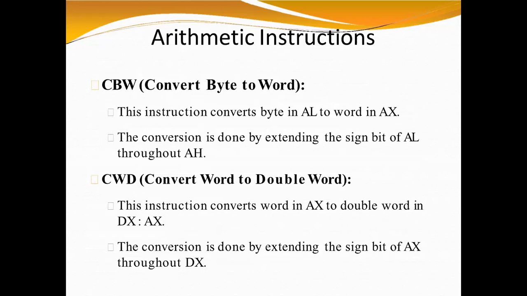CWD converts word to double word. It converts the word in AX to a double word in DX:AX. It is used to fill the upper word of the double word with the sign bit of the lower word. The conversion is done by extending the sign bit of AX through DX.